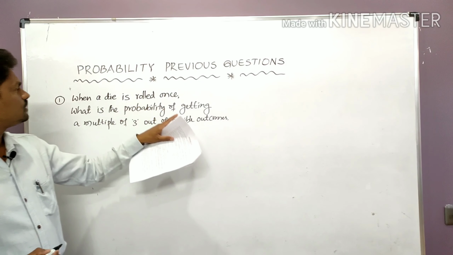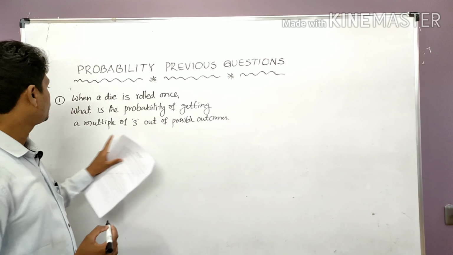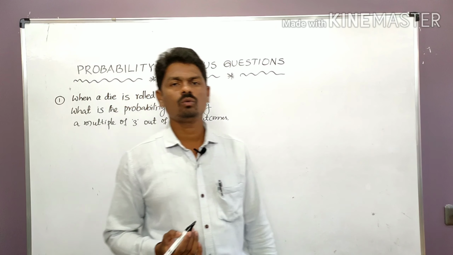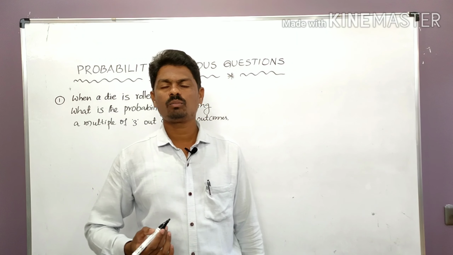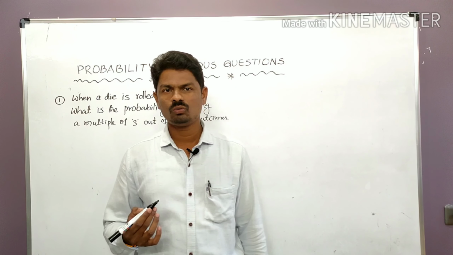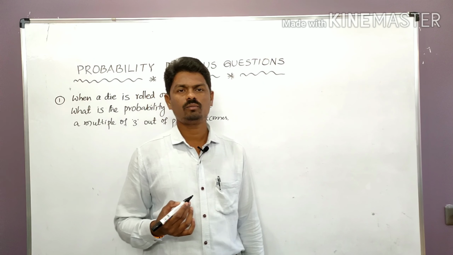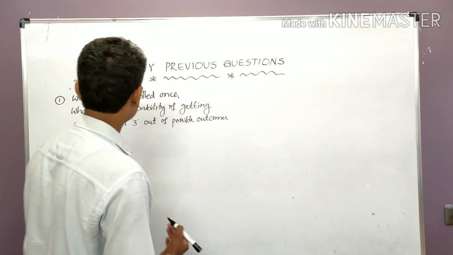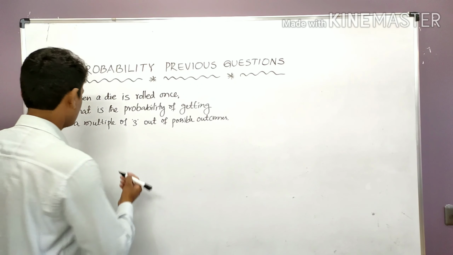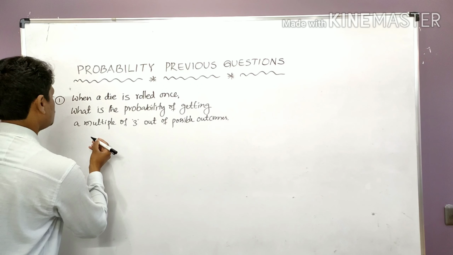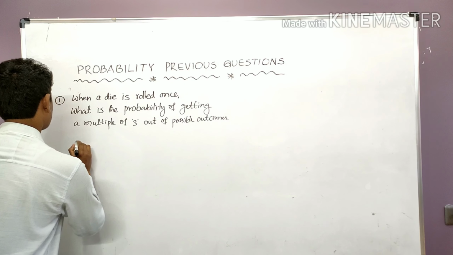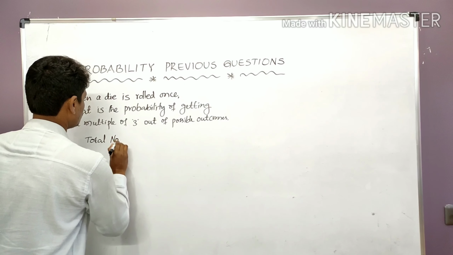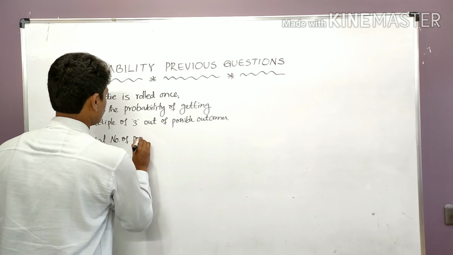So when a die is rolled once, what is the probability of getting a multiple of 3 out of possible outcomes? So we have, if E is an event, then P of E is equal to favorable outcomes divided by total number of possible outcomes. This is the formula. So student, when a die is rolled once, total number of possible outcomes we have to write first.